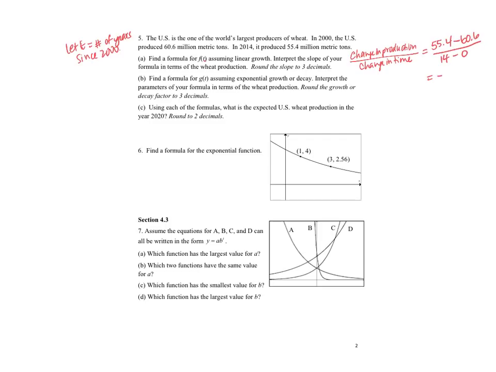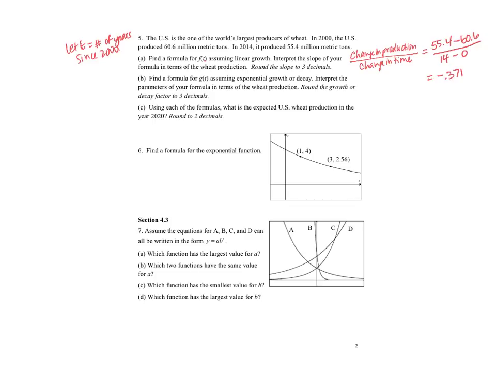So I get negative 0.3714, so 0.371, okay? And it says to interpret, so let's keep going. So that's my slope. Now it's a negative slope, and do we expect that? Well, if I think about it, in 2000 we have 60.6, and in 2014 we have less. So we should expect that we have a negative slope there. So that makes sense.